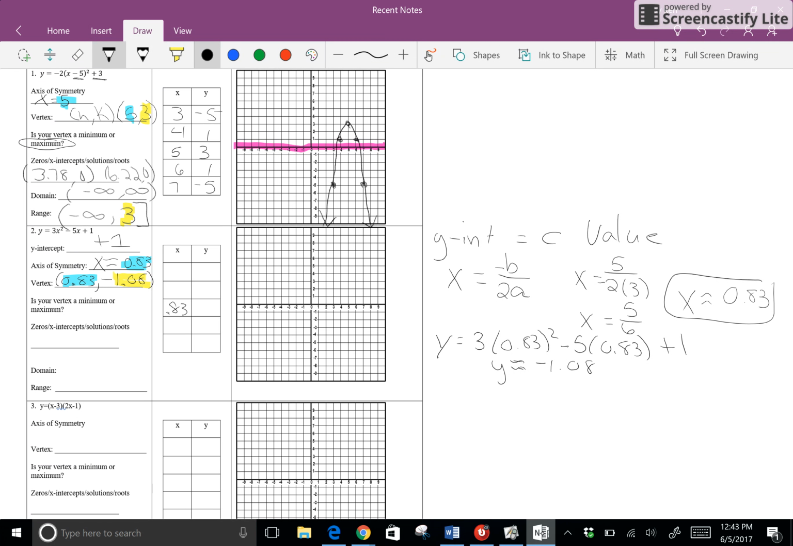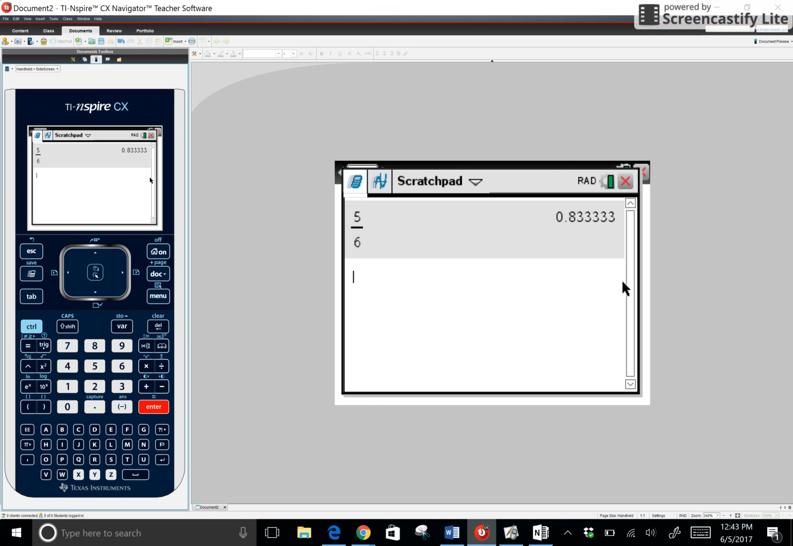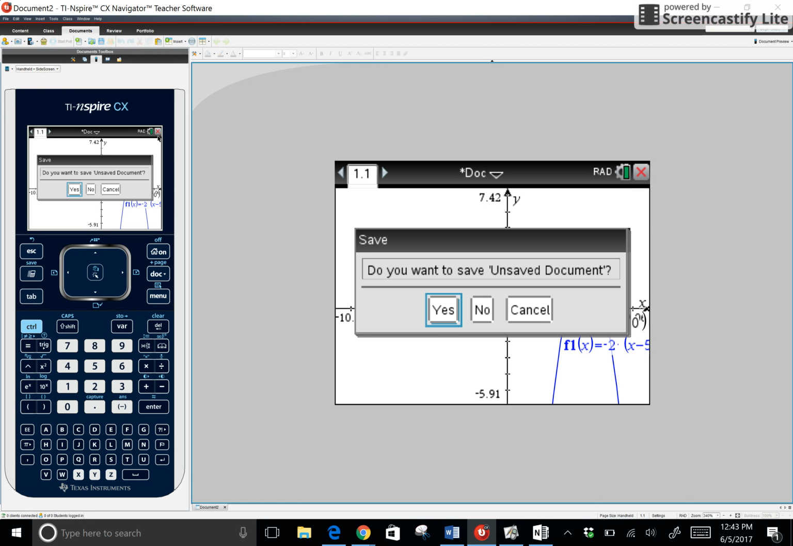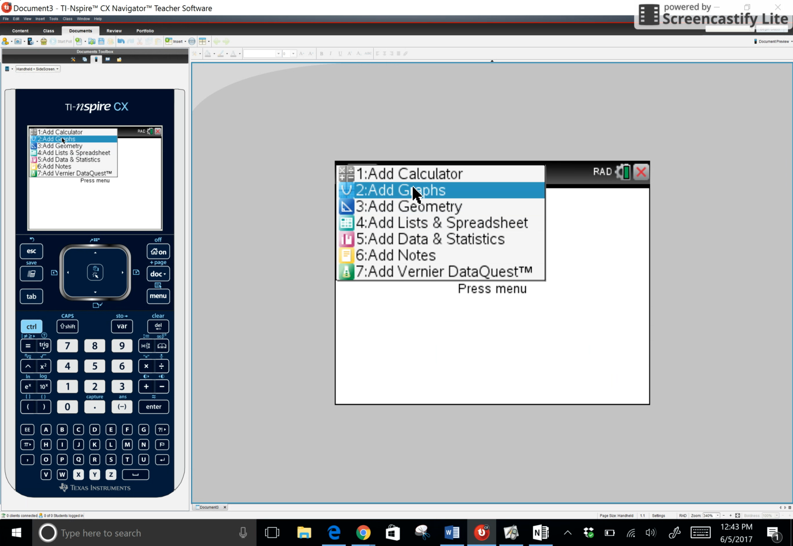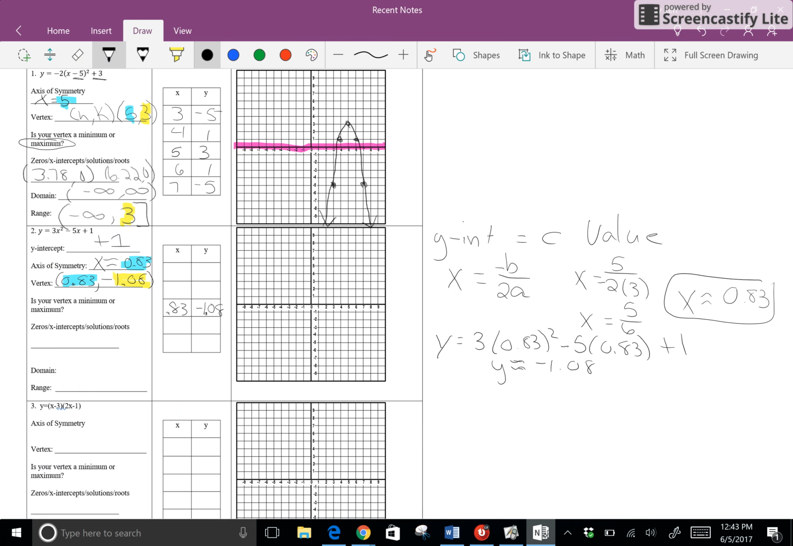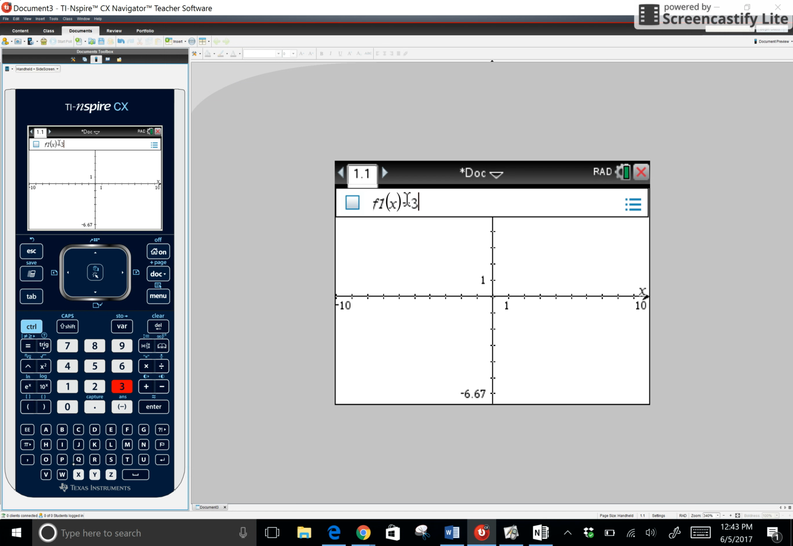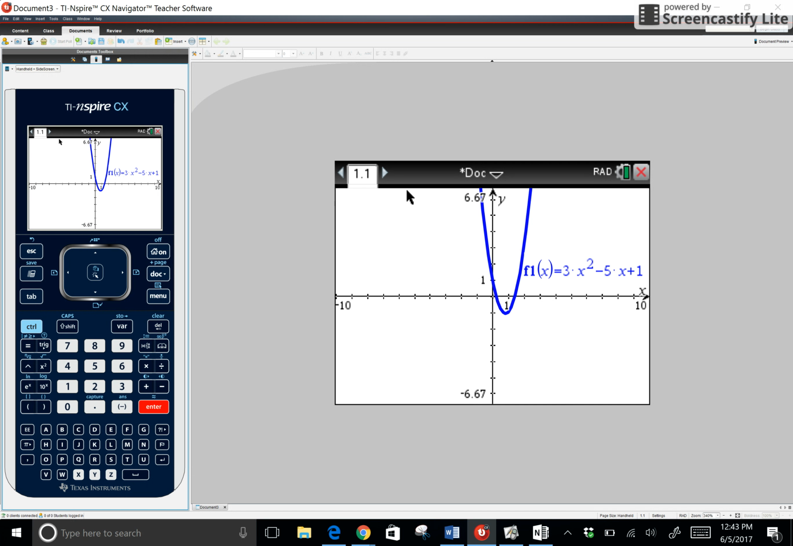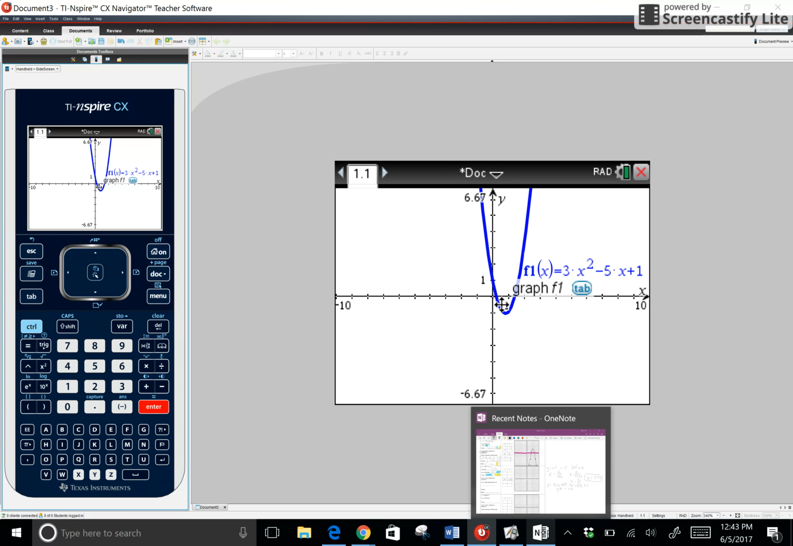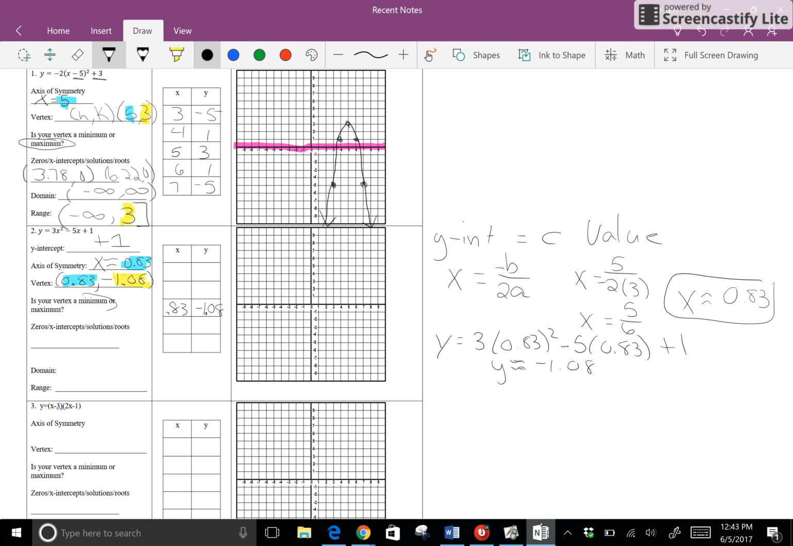Now, where some of you guys struggled today in class was, all right, there's no decimal in the table. So let's make sure that we graph. Add graphs. Now the problem was 3x squared minus 5x plus 1. Now, there it is. The vertex is the lowest point, so it's a minimum.